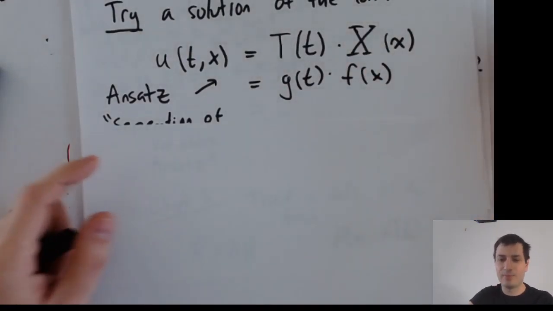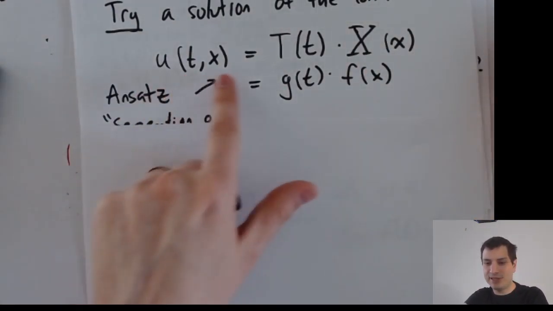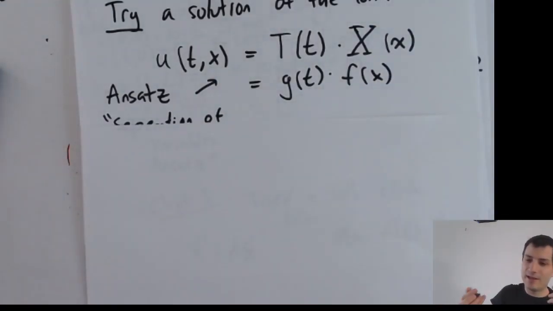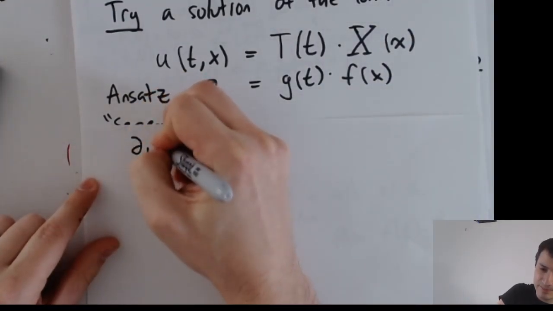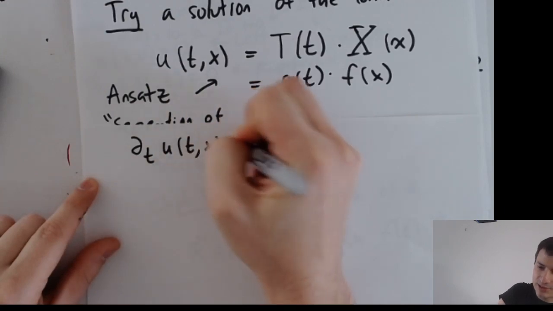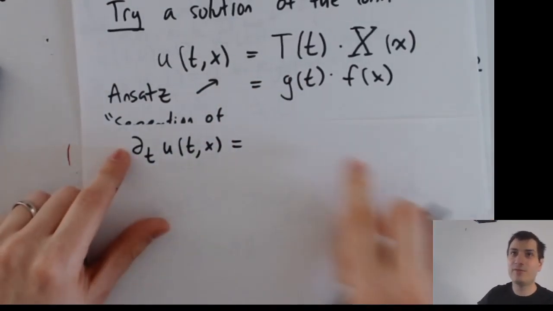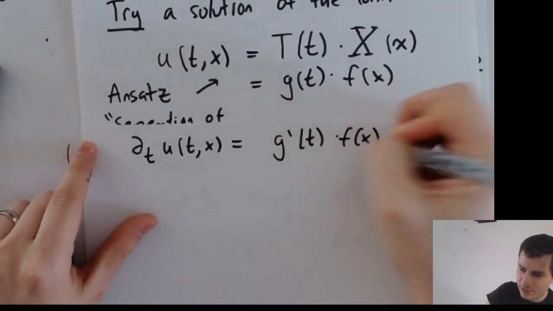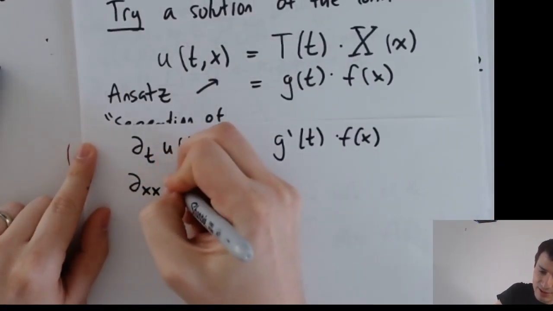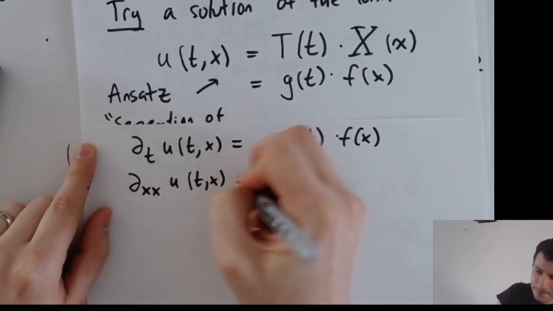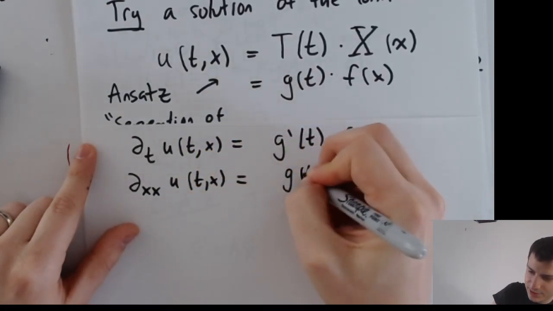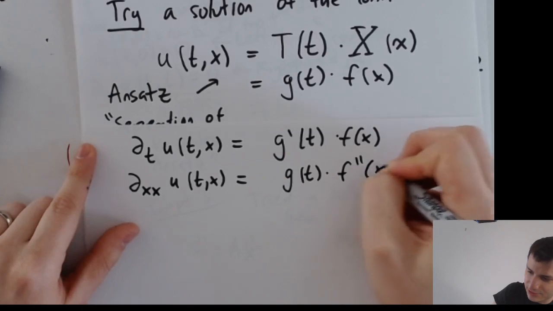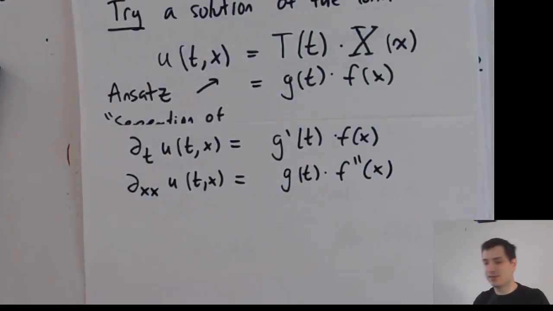Okay, so we're going to try this. u(t,x) is g(t) times f(x). If that's true, then let's compute the partial derivatives. Partial u_t equals, so take the t partial derivative, you just get g'(t) times f(x). No problem. And if you take two x derivatives, you get g(t) times f''(x). So taking the partial derivatives is not bad.